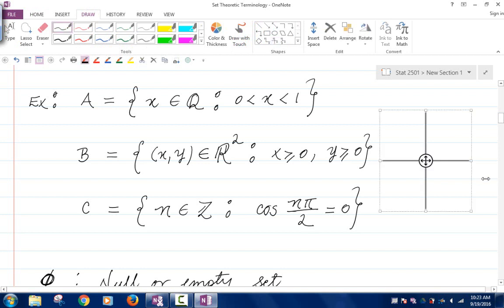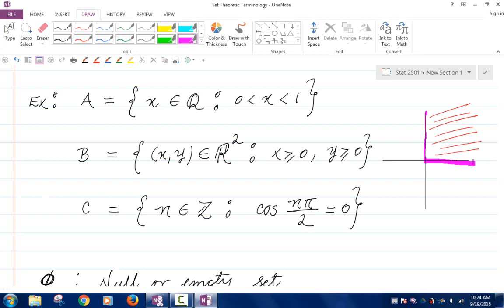So in picture, what is B? In picture, B is basically the first quadrant, including the y-axis and the x-axis, right? So the set B is the set of all points in the first quadrant, including the points on the positive x-axis and the positive y-axis, right?